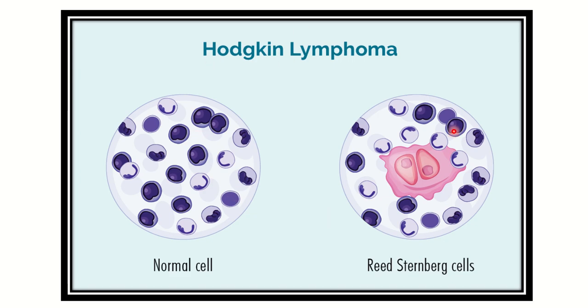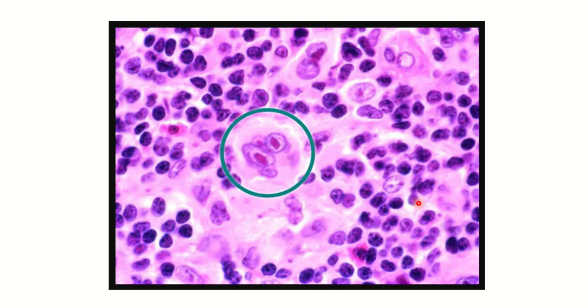Here we can see a histological slide of Hodgkin's lymphoma, and here we can see the normal cell, and this is the change of the cell after Hodgkin lymphoma. Here the nucleus is enlarged, and it is known as the Reed-Sternberg cell. So the Reed-Sternberg cell is the histological feature of Hodgkin lymphoma. Here the nucleus is very large, and the cell is also very large.